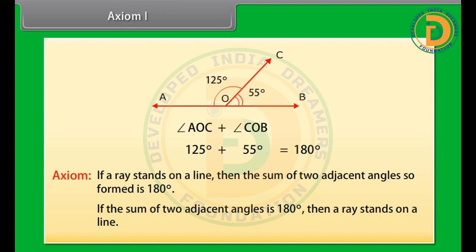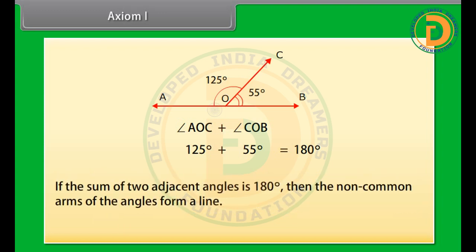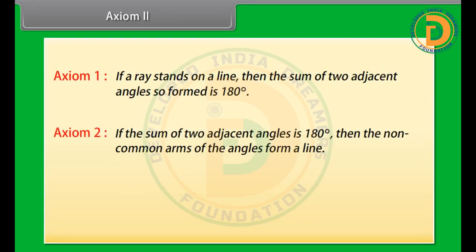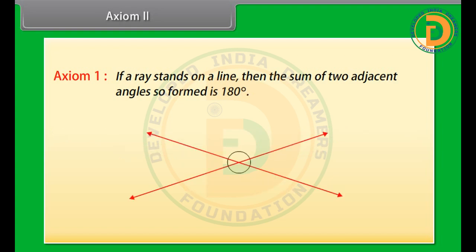And we can state it in the form of another axiom, which is, if the sum of two adjacent angles is 180 degrees, then the non-common arms of the angles form a line. Axiom 2. We get two axioms now. These two axioms together are called the linear pair axiom. Let us now move to the case when two lines intersect each other. We know that when two lines intersect, the vertically opposite angles are equal. We will prove this result after a small interactivity.